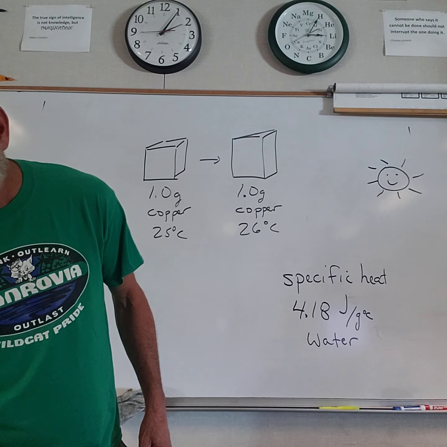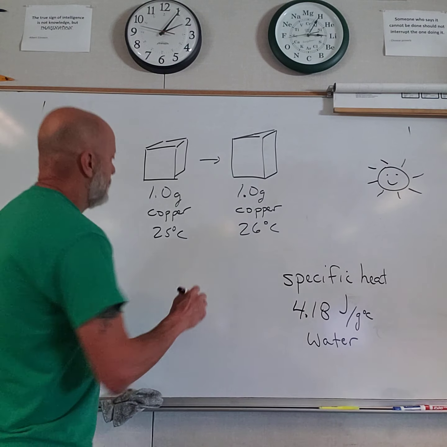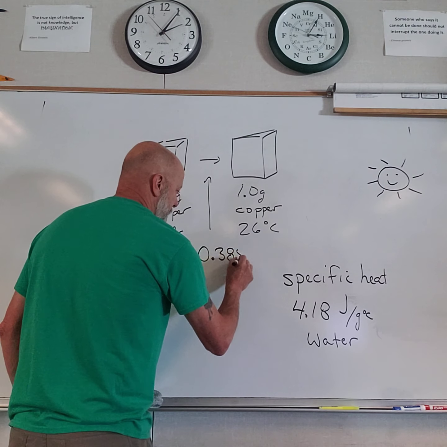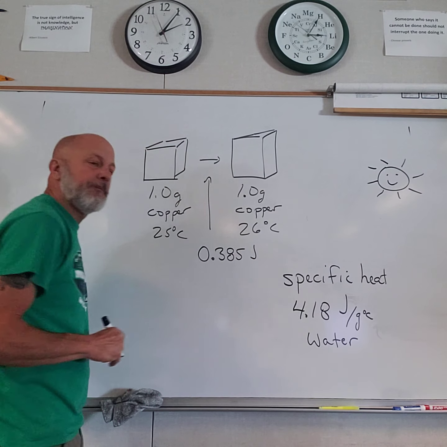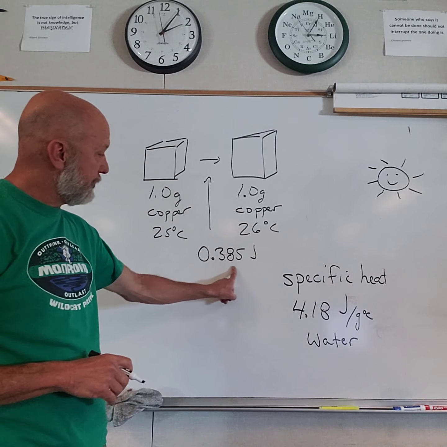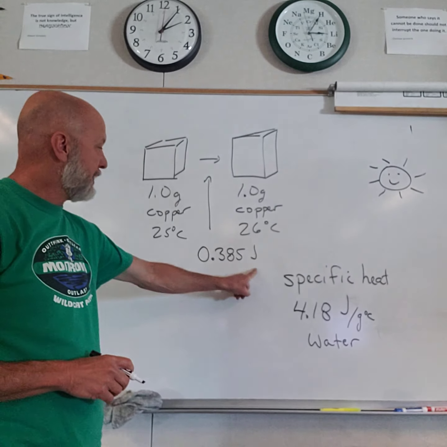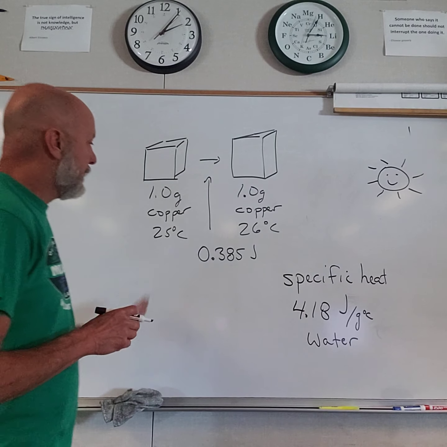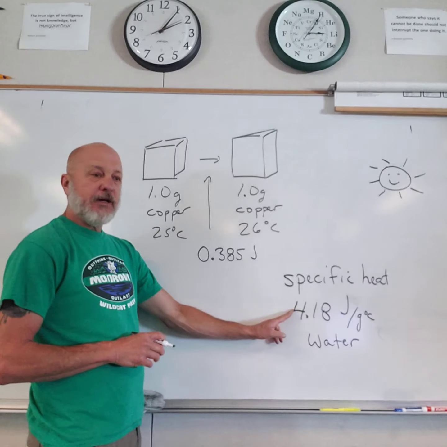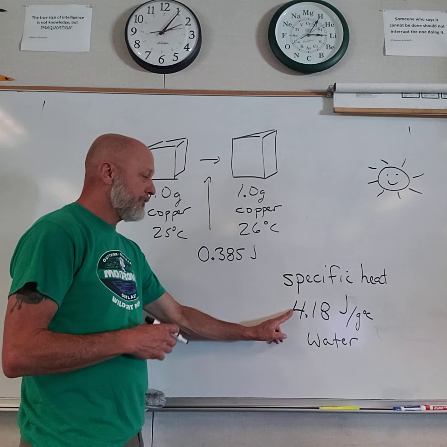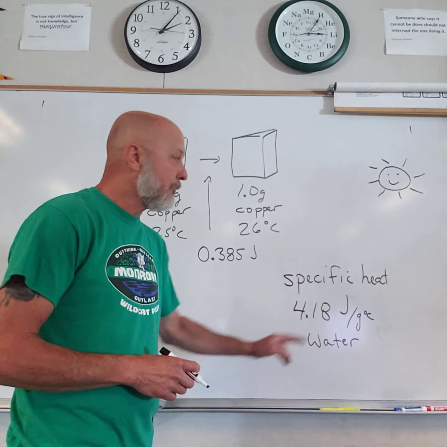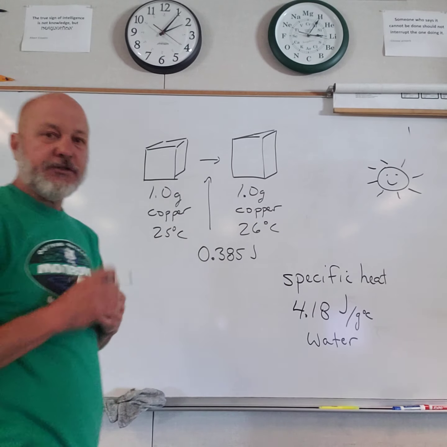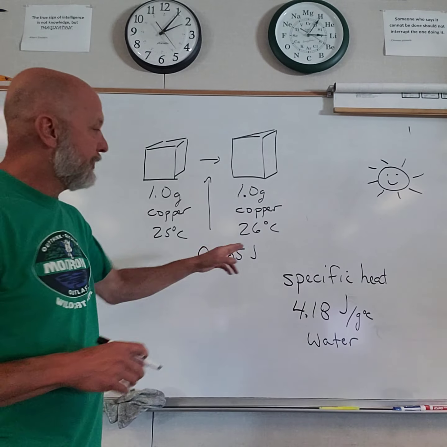Let's see, copper. There's different alloys of copper, but on average, 0.385 joules to do that. So the specific heat of copper is 0.385 joules per gram per degree C. That's the amount of heat it takes to take 1 gram of copper and heat it by 1 degree C. So you can see water is more than 10 times this. It takes more than 10 times the amount of energy to change the temperature of water than it does for something like copper. So that's just one of the properties of materials, like density. And it's called the specific heat.